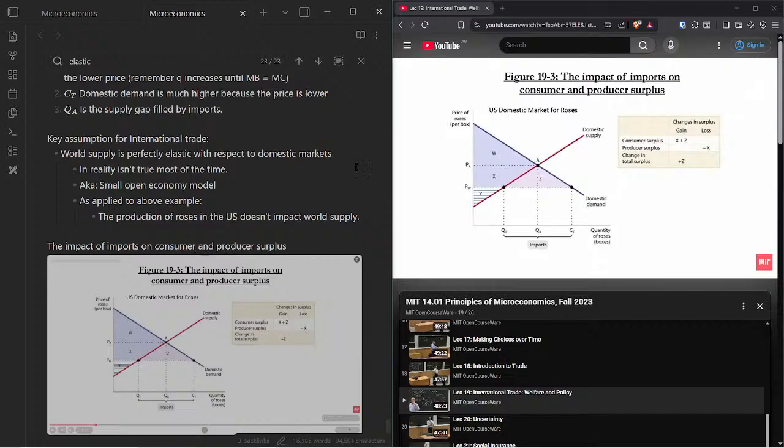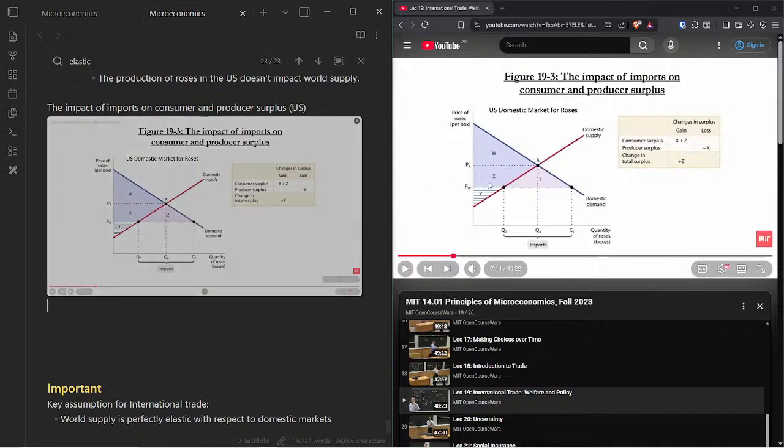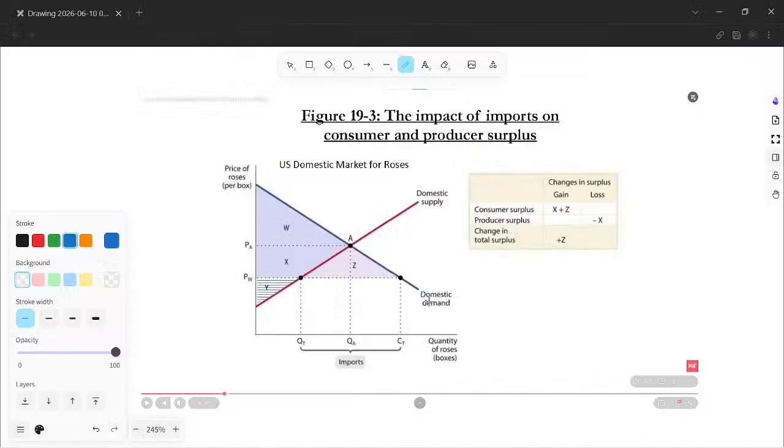But this is domestically. Domestic, US. Well, right, we've got now the new quantity produced domestically. This is the gap. This is the demand. Okay.